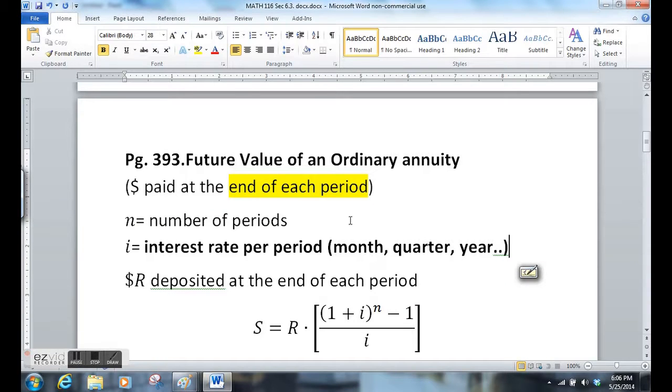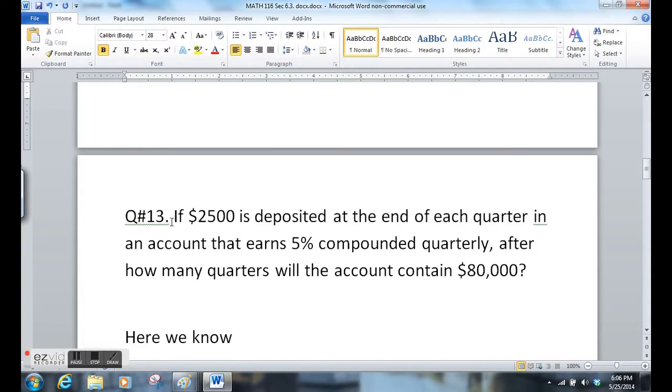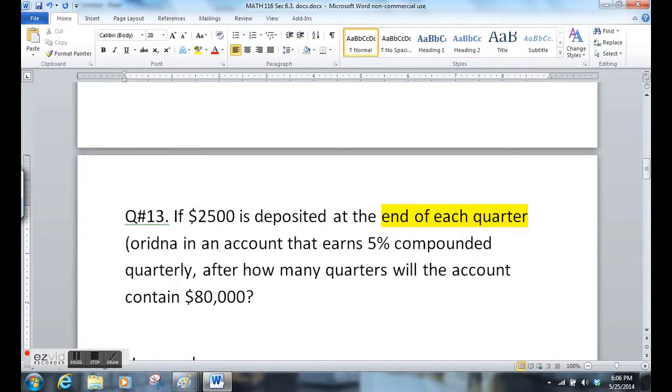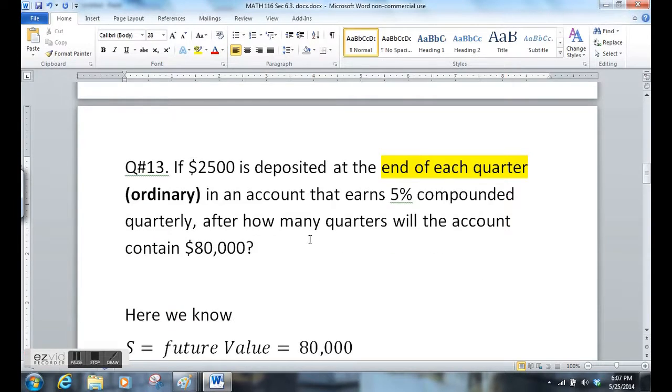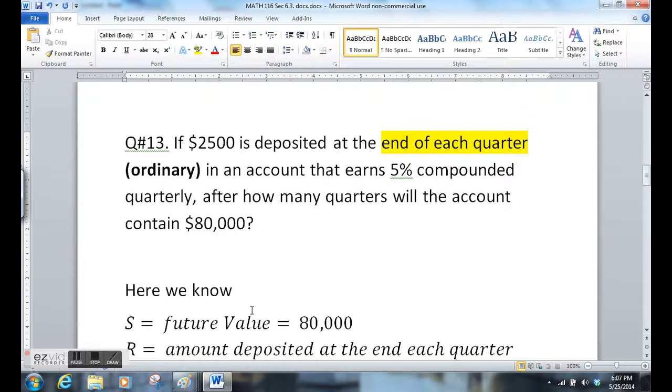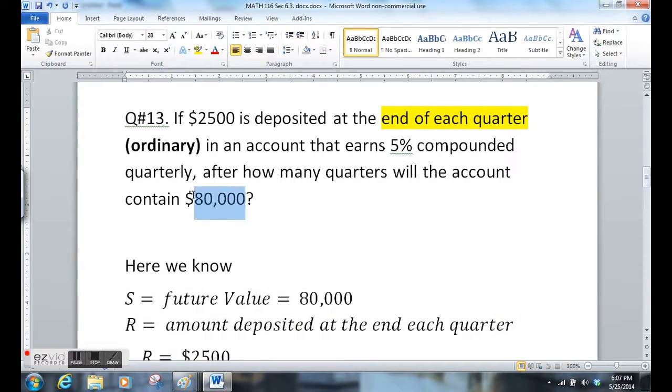Okay. Future value of ordinary annuity. So again, we were paying at the end of each period. Question number 13. We put $2,500 at the end of each quarter. At the end. At the end means ordinary annuity. So $2,500 in an account that earns 5% compounded quarterly. After how many quarters will the account contain $80,000? So in this case, they switched it up on us because we now know the future value. This part here, $80,000, that's the future value.